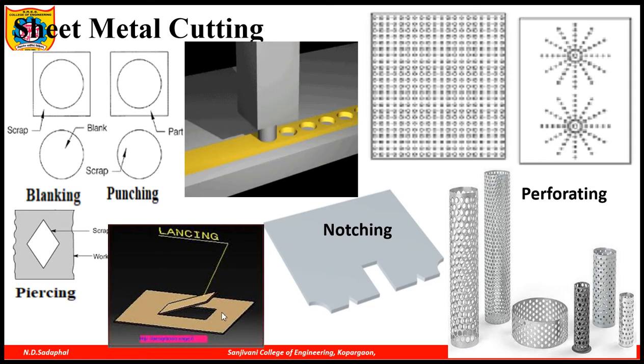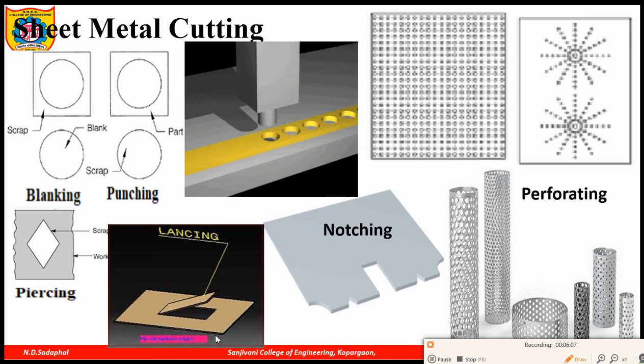Then lancing. Now you can see here the lancing process is shown. This is the lancet portion. When any portion of a metal sheet is cut and it is bent in either direction, upward or downward, then it is called lancing.